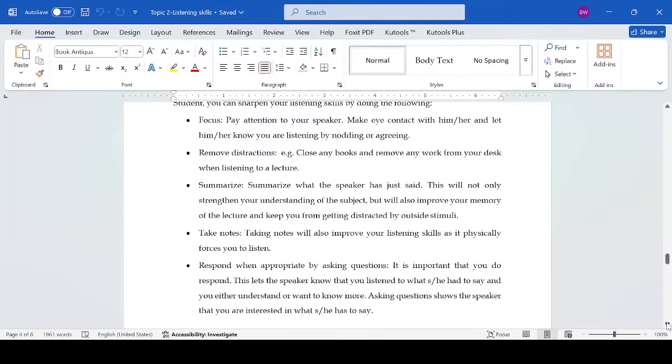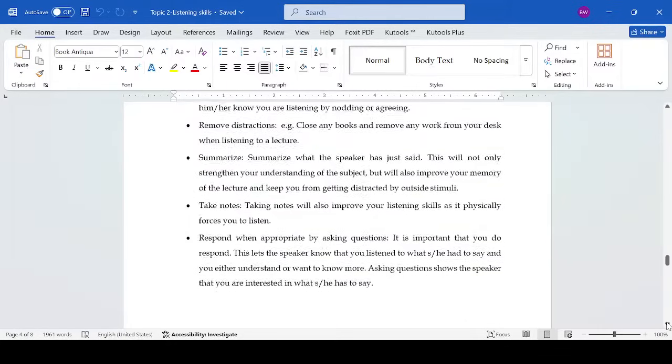If it is in a classroom situation, let us say you are listening to a lecture, and you wish to improve your listening, then you can also summarize what the speaker is saying. You can do that by writing down brief notes. Take notes. Notes improve your listening. Notes will force you to focus on what you are hearing, focus on the speaker, focus on the topic. So by taking brief notes, you are also improving your listening ability.